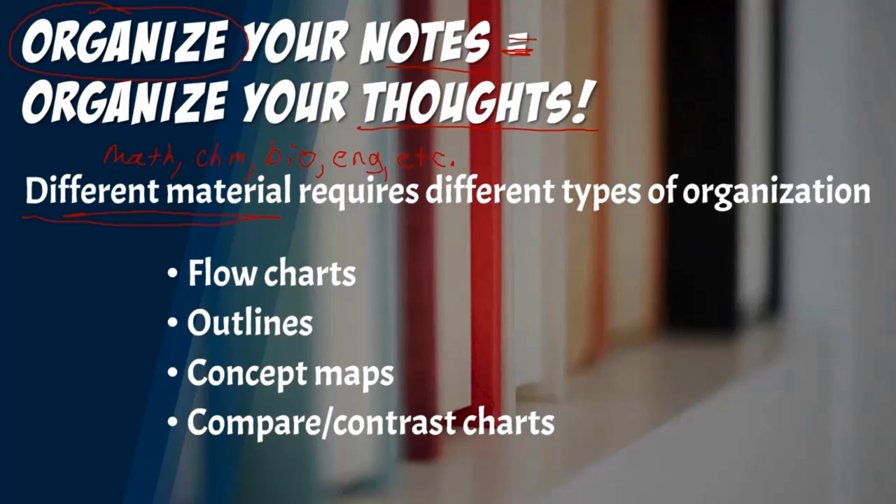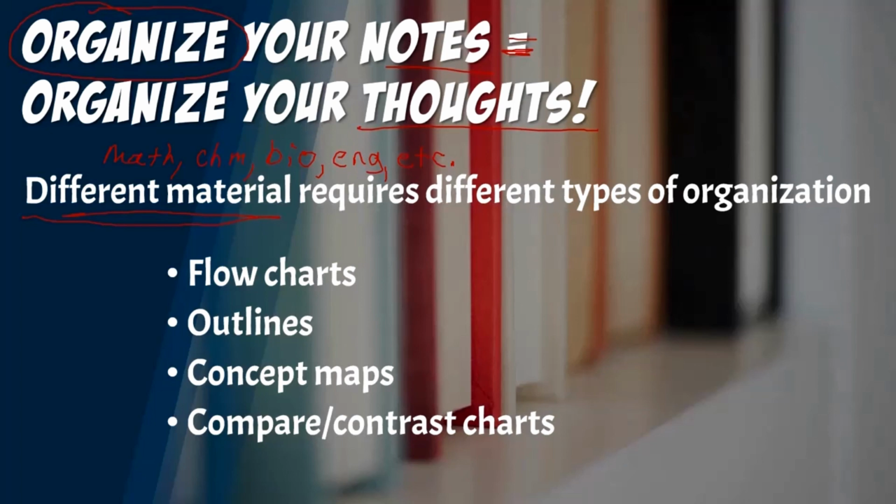For instance, in anatomy and physiology, we have to learn the blood flow through the heart and out to the lungs, and then back to the heart and out to the body, and then back to the heart. We have to know that entire blood flow. Well, there are different ways you can organize your notes that explain that blood flow, and I'll show you an example of that in a minute, and you'll be able to see that certain types of organization are better than others depending on the material that you're trying to learn.